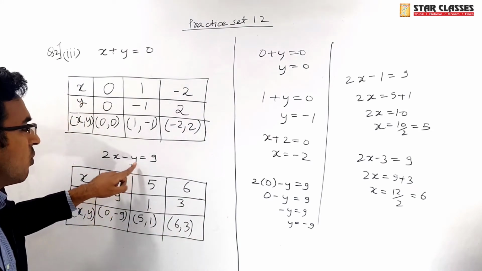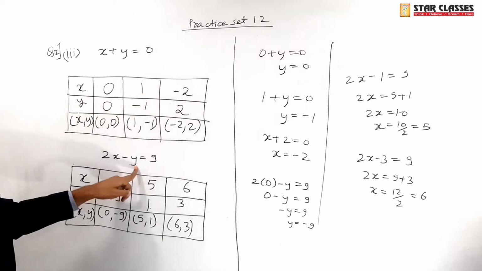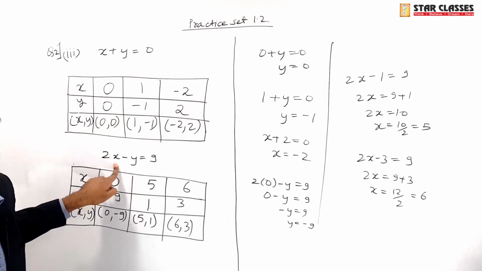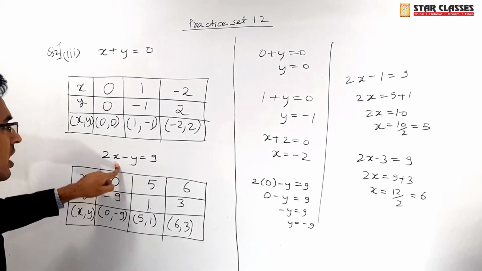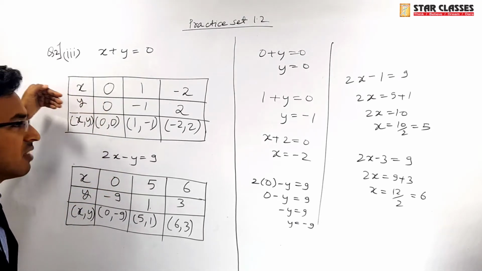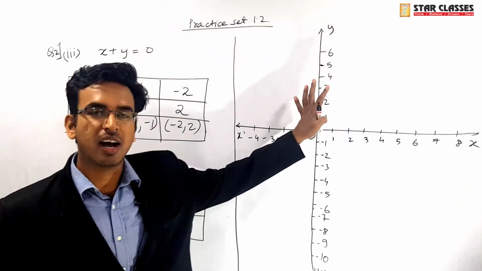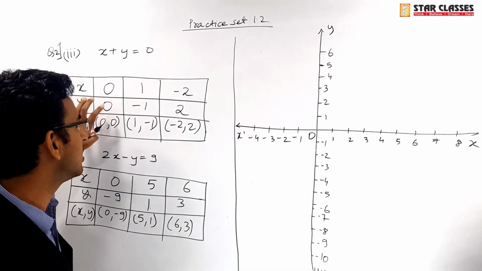I could have taken y value as 2 also, but then I would have got x value in decimals. I try to avoid decimal numbers. You can take it. It's up to you. Okay. Now let us plot these points of equation 1 and equation 2 in graph. Now this is your graph. Let us plot these points in the graph.